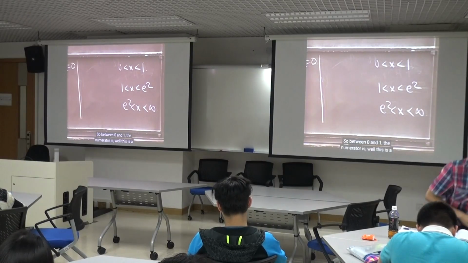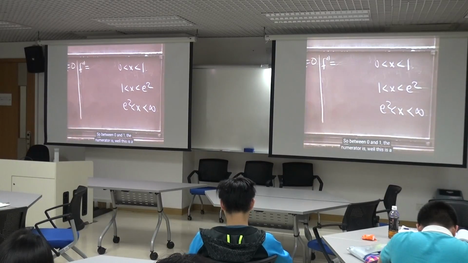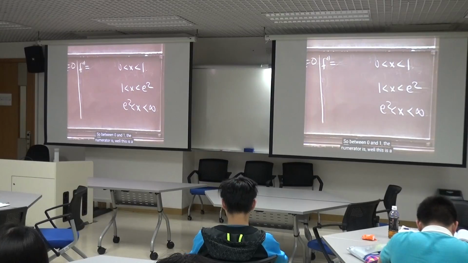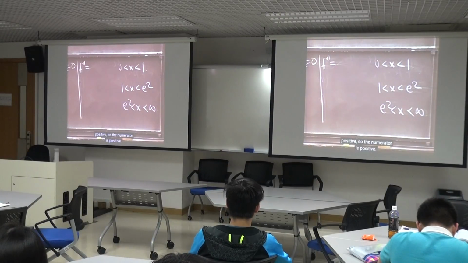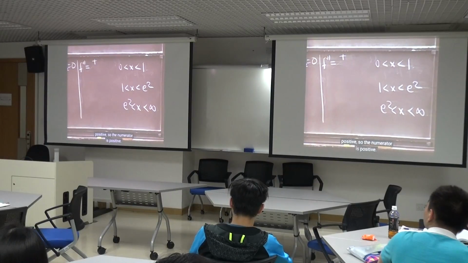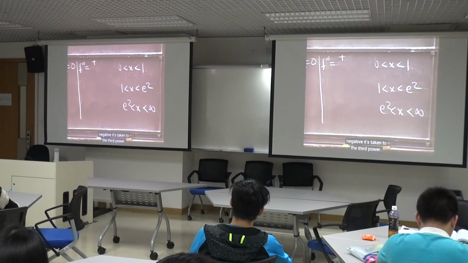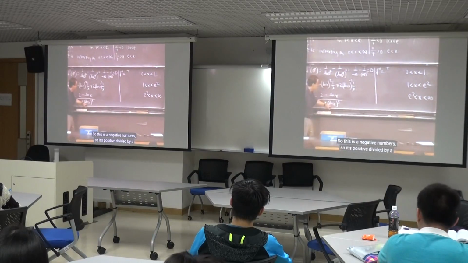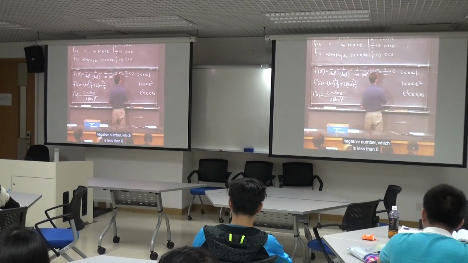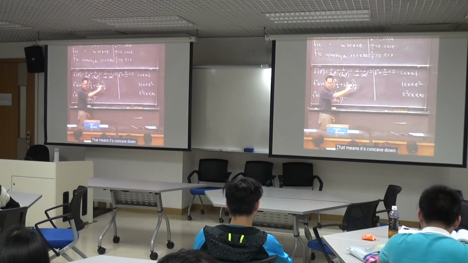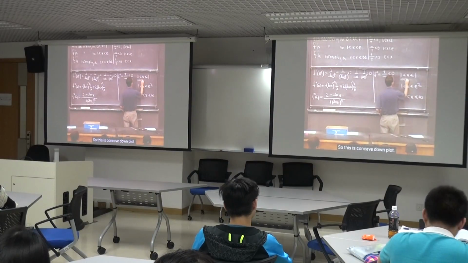So between 0 and 1, the numerator is, well, this is a negative number, so minus the negative number is positive, so the numerator is positive. And the denominator is negative because the log is negative and it's taken to the third power, so this is a negative number. So it's positive divided by negative, which is less than 0. That means it's concave down, right? So this is a concave down part.